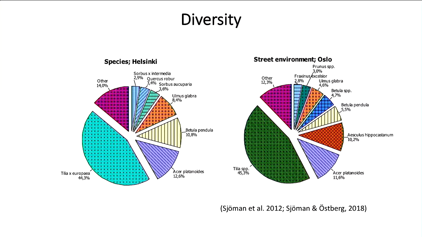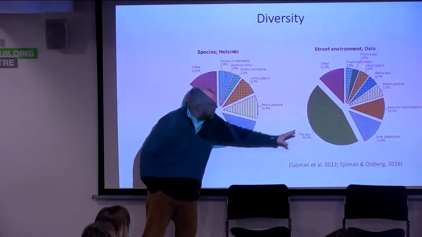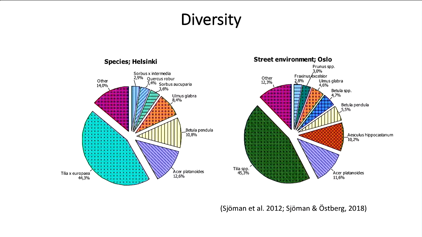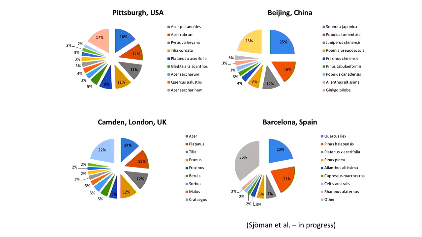Anyway, there's probably Tilia europaea here too. But you see that it's a very uneven diversity when it comes to public trees. And this is not a Scandinavian problem. This is a global problem.